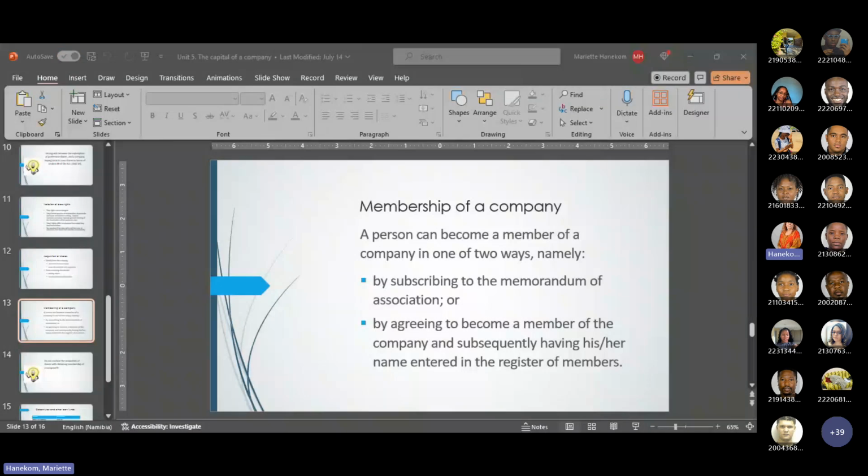Now listen to me carefully. You cannot be a shareholder of a company if you are not also a member. So all shareholders are members. I'm going to put this here in the chat box.